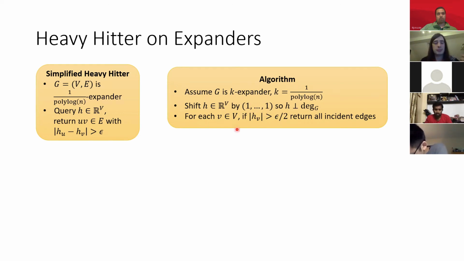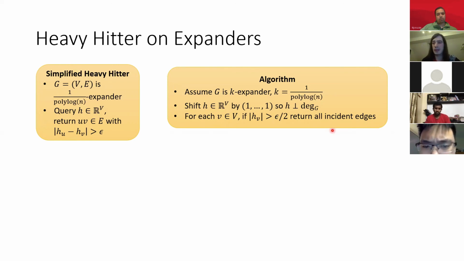And now, instead of trying to find the edges where the difference is large, what we're going to do is we just check for every vertex if the corresponding entry is larger than epsilon over 2, and then return all of the incident edges. The idea being, if a difference here is larger than epsilon, then at least one of these two endpoints must have been larger than epsilon over 2. So this way we are definitely going to find all of the edges with this condition, but we might find more because we return all incident edges here.